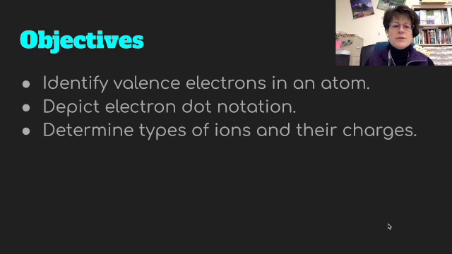So our objectives today are to identify valence electrons in an atom, depict electron dot notation, and determine types of ions and their charges.